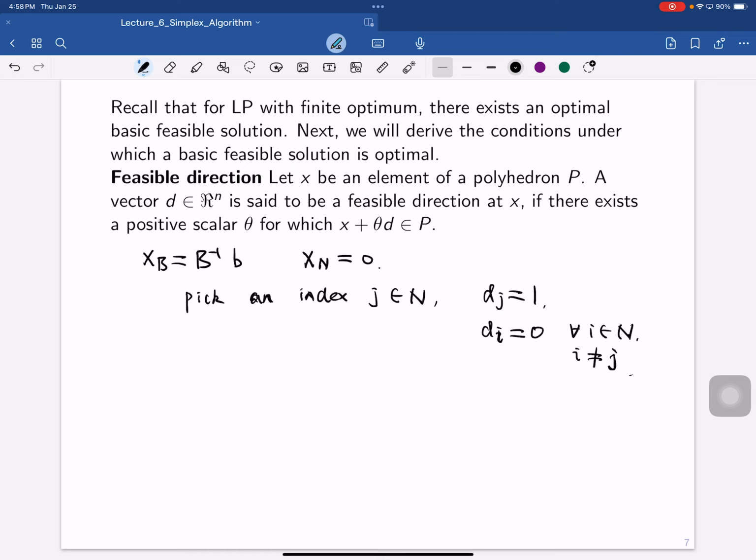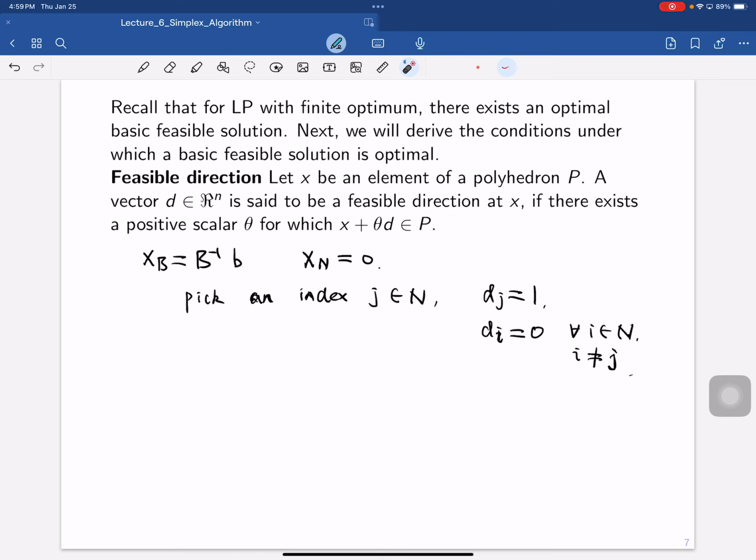Okay. Hopefully the notation is clear here. So in words, now all the non-basic variables are 0. Let's just pick one of the non-basic variables and change it to 1. But all the other non-basic variables will not be changed, right? We still keep them at 0. That's a direction we are going to search to see if that's feasible. Does that make sense? Okay, so that's a direction we are going to search for the non-basic variable, right?